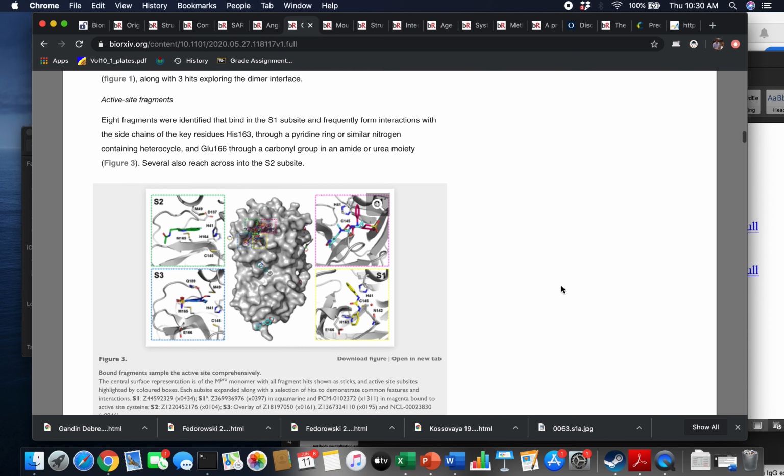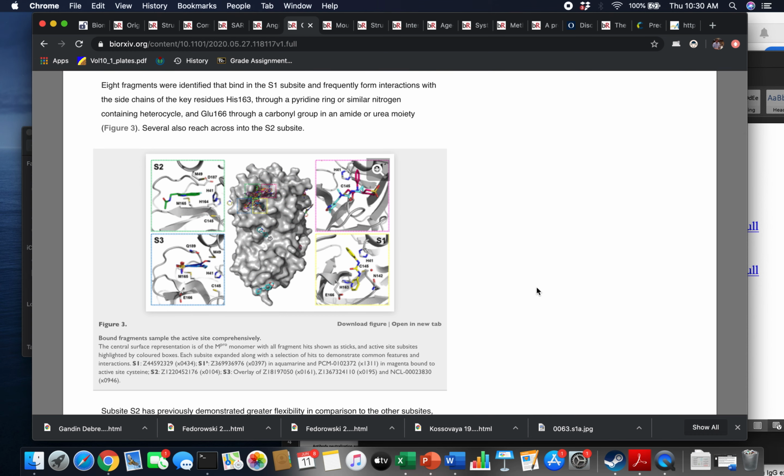And so, I think the nice, there you go. It's summed up very well in the figure 3 legend. Bound fragments, so all the little things they're putting in, all the little drugs and stuff, sample the active site, which is the part of the protein that actually does this, comprehensively, which means that pretty much everything they put in that had some effect on the protein actually goes in and just sticks to this area called the active site, and bam, so they identified something like 70 new compounds that can block the active site of the main protease, at least to some extent.